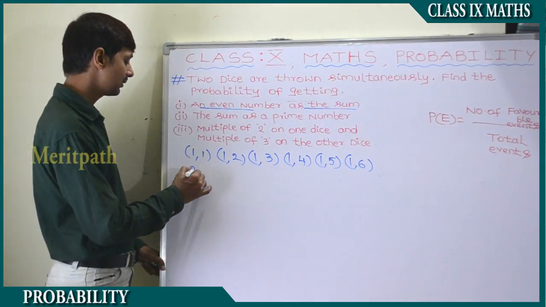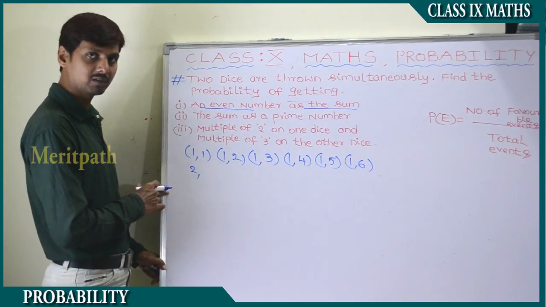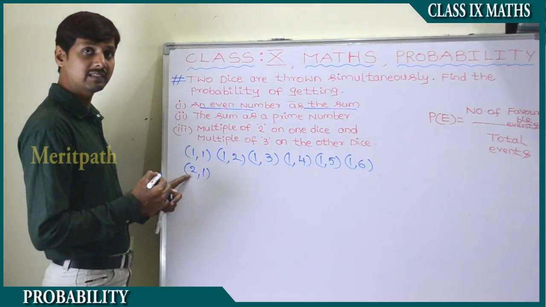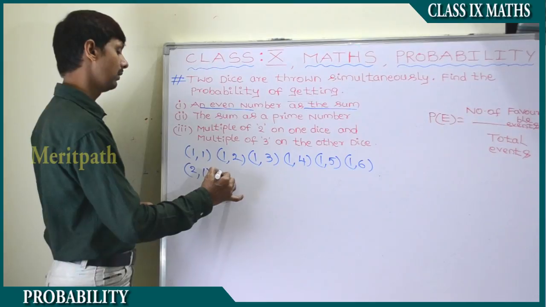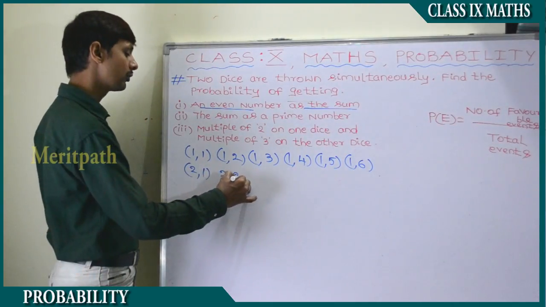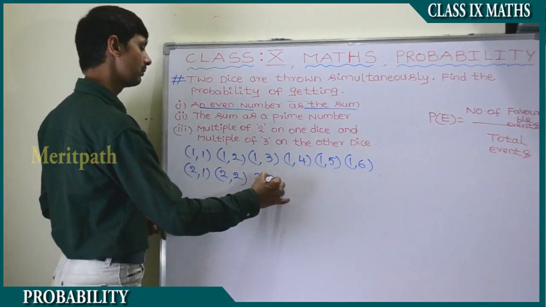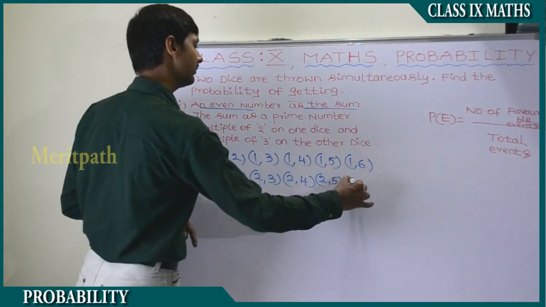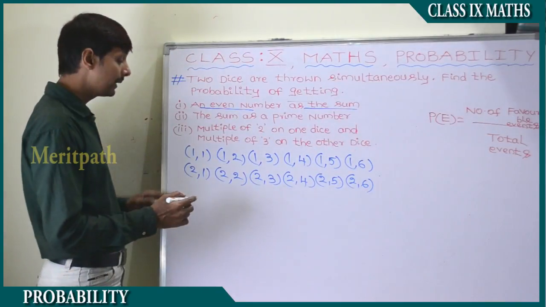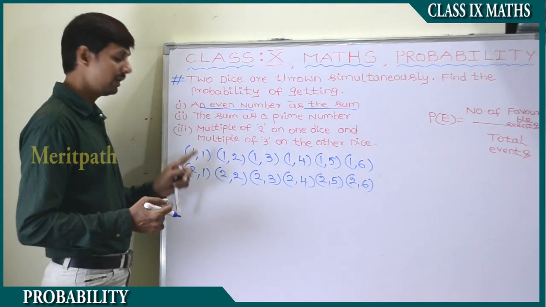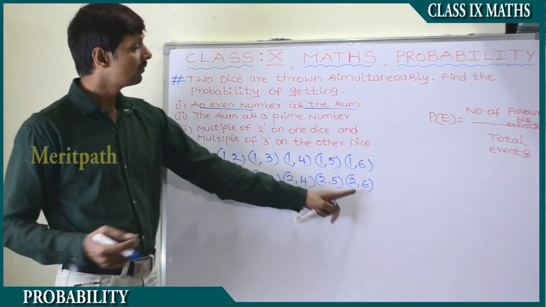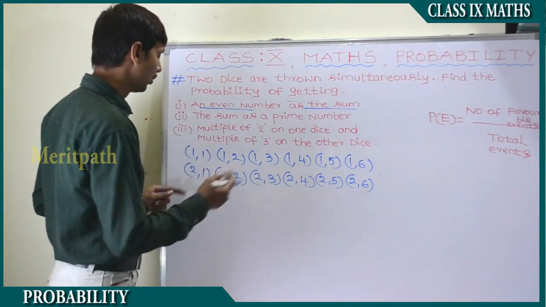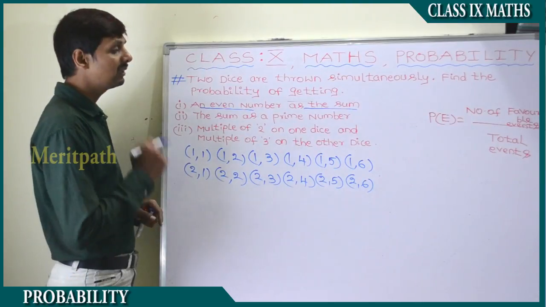Let's take 2 on the first dice. We have taken 2 on the first dice, and the second dice 1, then 2, 2, 2, 3, 2, 4, 2, 5, 2, 6. These are the events that can happen with 2 on the first dice and 1 on the second dice, and so on, up to first dice 2 and second dice 6. There is no possibility to get 7. So starting with 2 on the first dice, all the events are completed.